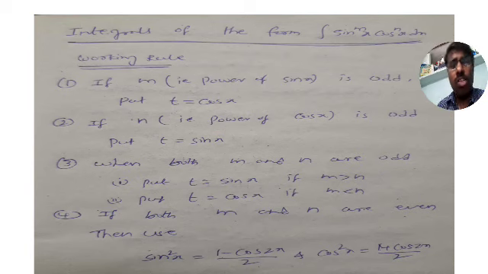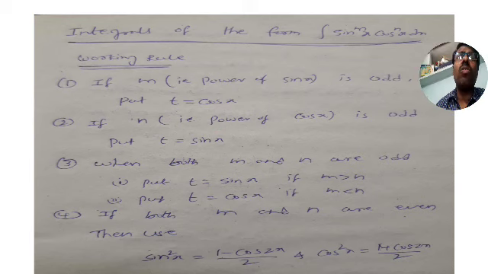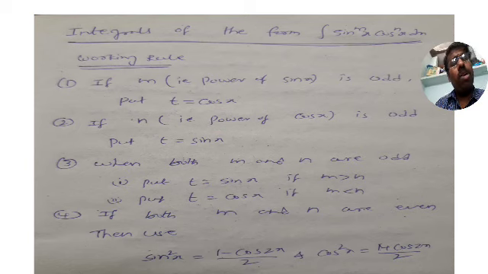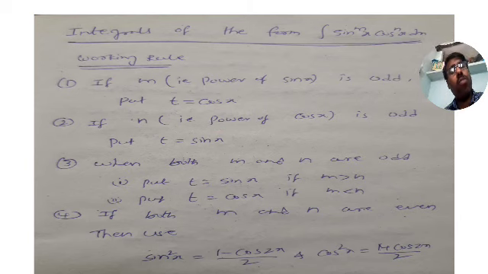So what are the rules? If sin power is an odd number, put t equals cos x, and if cos power is an odd number, then put t equals sin x. If both the powers are odd numbers, then whichever is greater, put that as t. That is, if sin x power is more, then t equals sin x. If cos power is more, then put t equals cos x. And the other case left is if both m and n are even, then use the formula sin square x is equal to 1 minus cos 2x by 2, and cos square x equal to 1 plus cos 2x by 2.